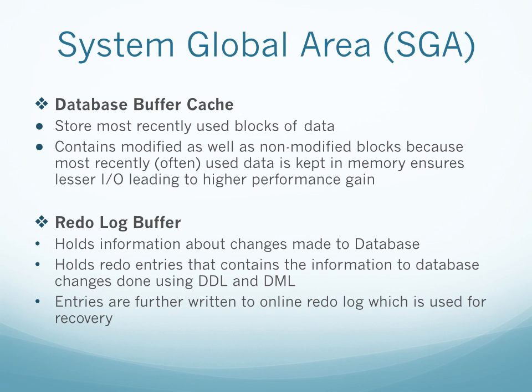The next is System Global Area. It has three main subparts. First one is Database Buffer Cache. It is used for storing the most recently used block of data. The modified and the non-modified blocks are kept in its memory, which ensures lesser I/O, leading to higher performance gain.